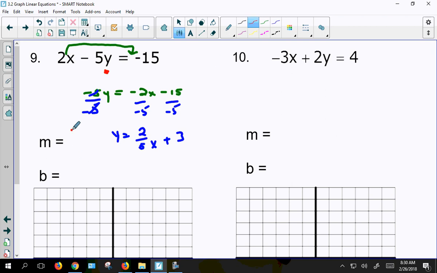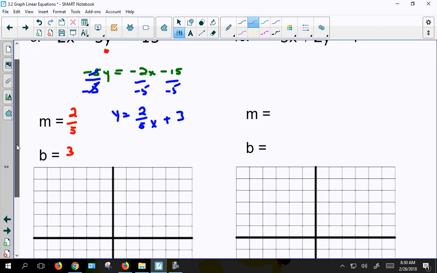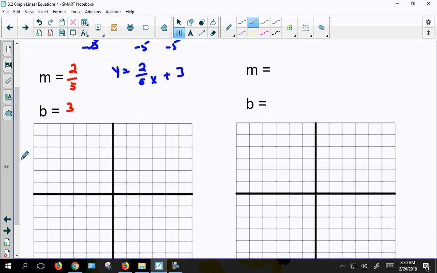So my slope is 2 over 5. My y-intercept is 3. So the first thing I do is go to 3 on my y-axis, the y-intercept, and put a dot at 3. Now, do I go up or down with 2/5? Up. How many? Up 2. Do I go right or left with the 5? How many? 5. 1, 2, 3, 4, 5. And then I put my next dot.